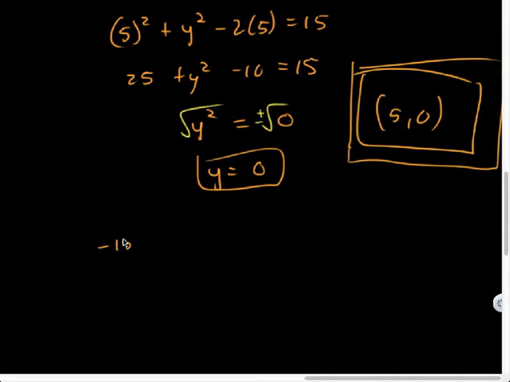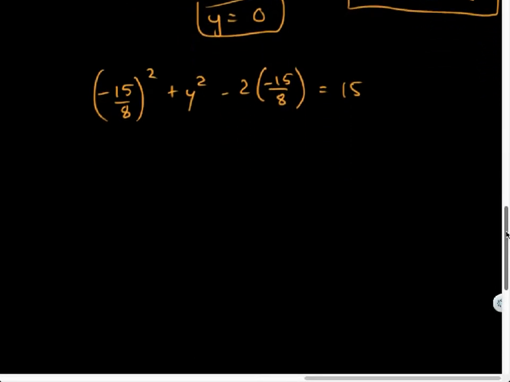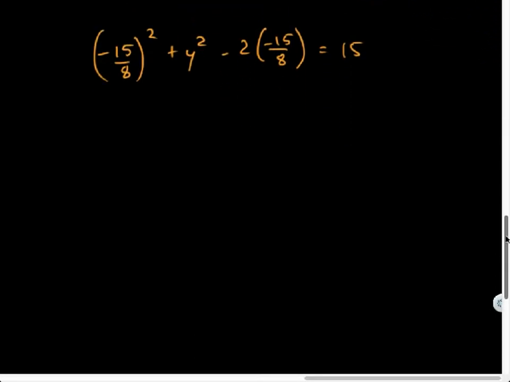So negative 15/8 squared plus y squared minus 2 times negative 15/8 equals 15. And I mean, now it's a gross fraction problem, but it's still doable. 225/64 plus y squared plus the double negative, that's going to be 15/4, equals 15.